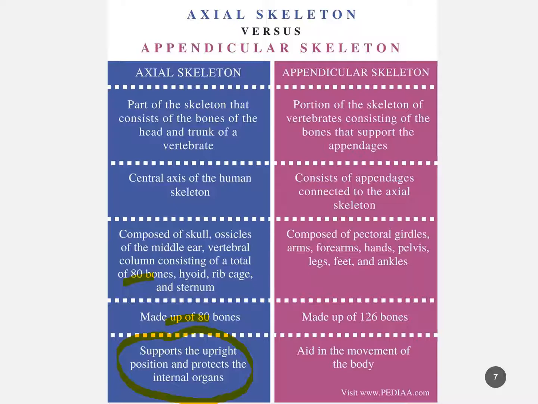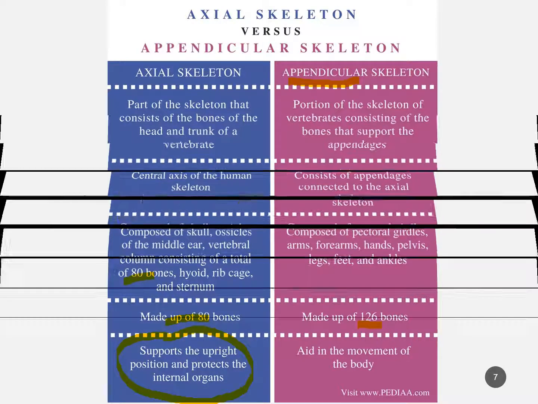That's going to protect a bunch of the internal organs like the heart, the liver, and the lungs. Whereas the appendicular consists of bones that support the appendages. Again, these are the bones that are not axial, like the arms, the legs, the pelvis, feet, ankles, and so forth. There are about 126 bones, whereas the axial consists of 80 bones. These play a bigger role in terms of the aid of movement and mobility.